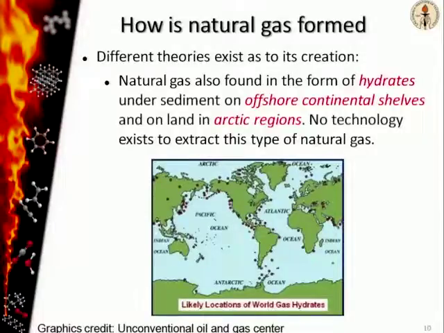You also have natural gas, which is found in the form of hydrates under sediment on offshore continental shelves, as well as on land in the Arctic regions. Currently, this kind of natural gas is very hard to extract, and the figure here basically shows the location of these hydrates in offshore continental shelves around the world.